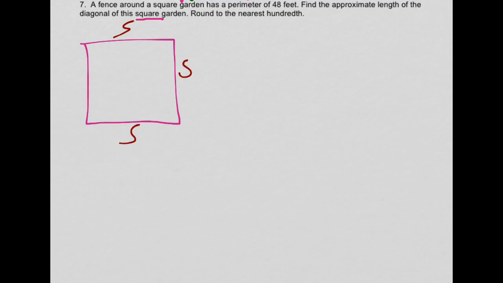Okay, number 7. A fence around a square garden has a perimeter of 48 feet. Find the approximate length of the diagonal of this square garden, round to the nearest hundredth. Well, remember, it's a square garden, so that means that each side is going to be the same. Let's just call each side S. And so your perimeter is going to be 4S because it's just adding up each side: 1, 2, 3, 4. Now, this tells you your perimeter. It says it's 48 feet.